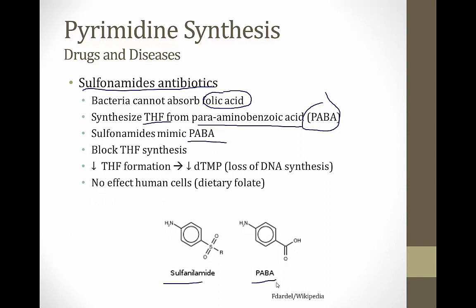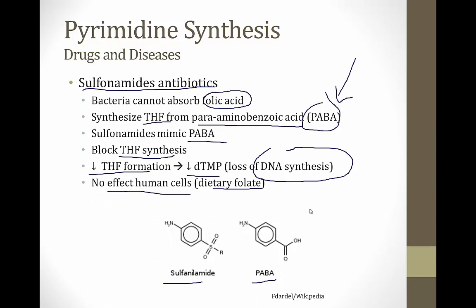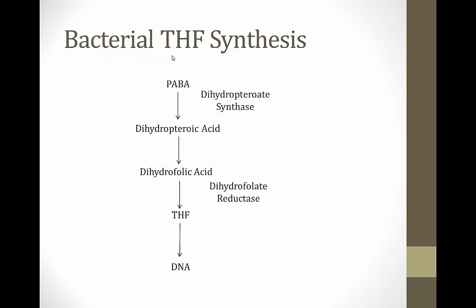So when bacteria are exposed to sulfonamide antibiotics, they will not be able to make tetrahydrofolate. As a result, there will be less tetrahydrofolate inside of the cell, and the bacteria will not be able to synthesize deoxythymidine monophosphate. They will lose DNA synthesis. Importantly, there's no effect on human cells because humans get dietary folate and don't rely on PABA in order to make their folate compounds.